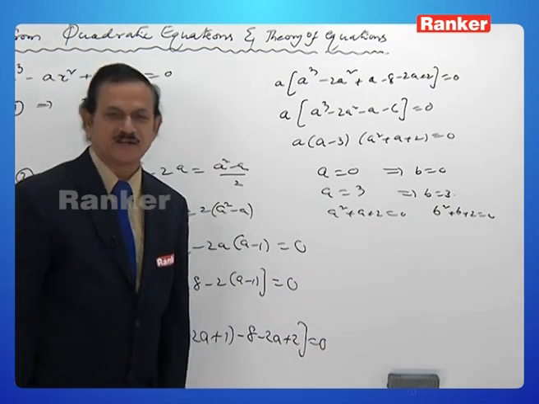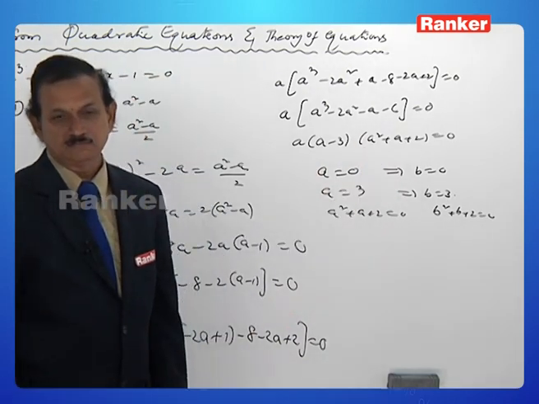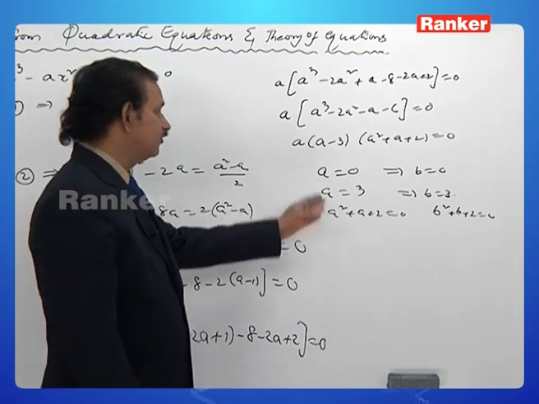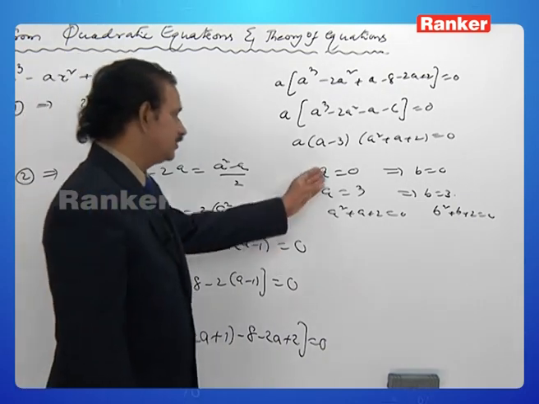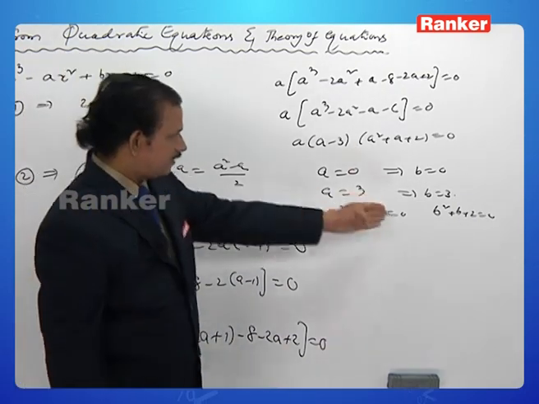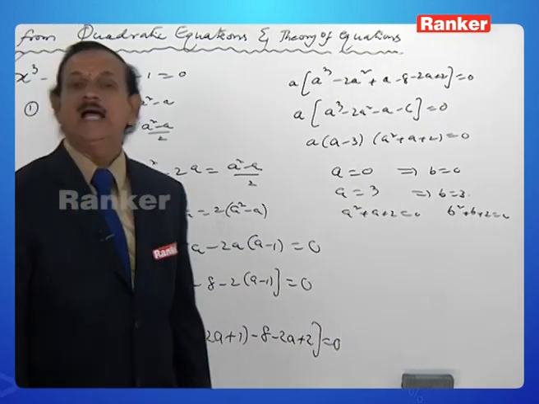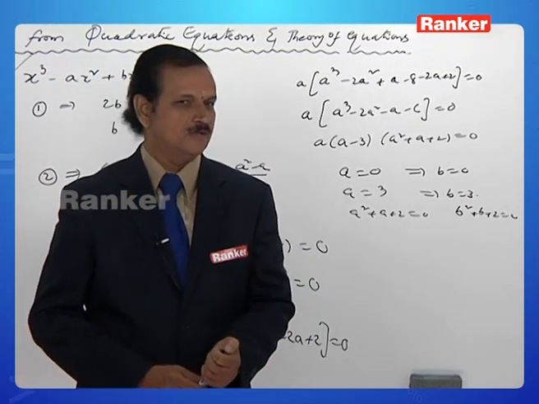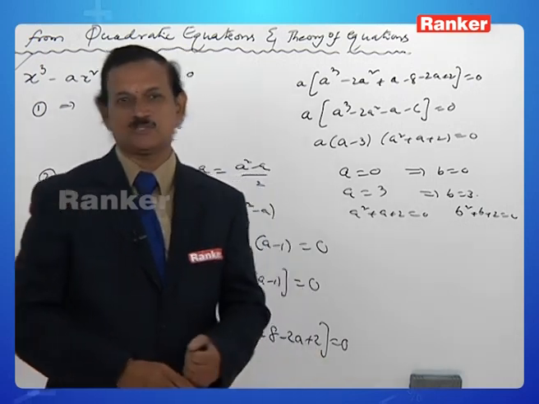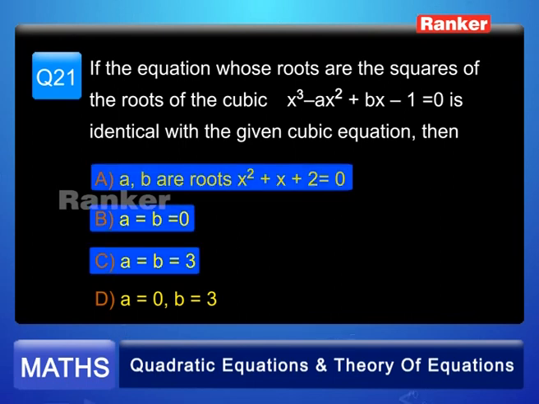Hence, what are the correct options? A is equal to 0, B is equal to 0 we have got. So, second option is correct. A is equal to 3, B is equal to 3 we have arrived. Third option is also correct. A is a root of A square plus A plus 2 is equal to 0 and B is also a root of B square plus B plus 2 is equal to 0. That is, both of them are roots of x square plus x plus 2 is equal to 0. So, first option is also right option. So, except the fourth one, all the first three options are right options. Option A is right, option B is right and option C is also right.